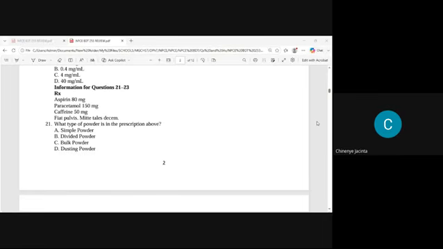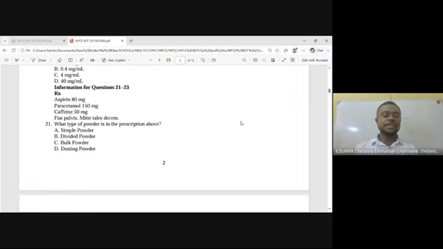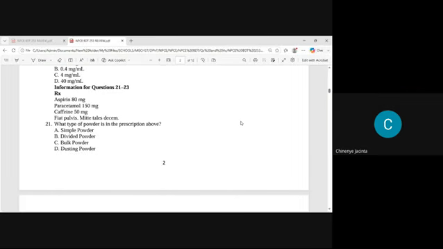Information for questions 21 to 23. Dispense aspirin 80 milligram, paracetamol 150 milligram, caffeine 50 milligram. Fiat pulvis, mitte pulvis decem.